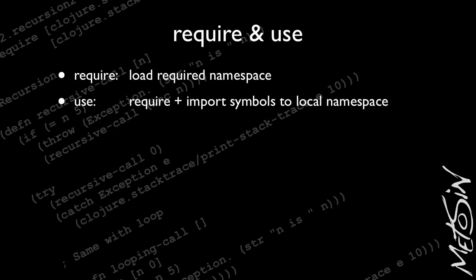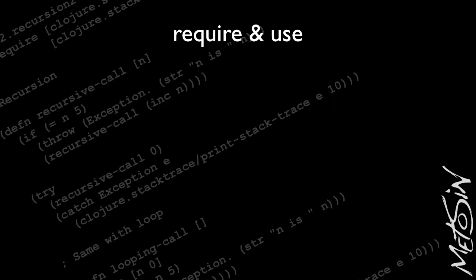So what can we do with the namespaces besides creating them? Well, we can do two things. We can require, which basically means that you load a required namespace, and you can use, which enhances the require by also importing symbols. Let's examine them in more detail, starting with the require.